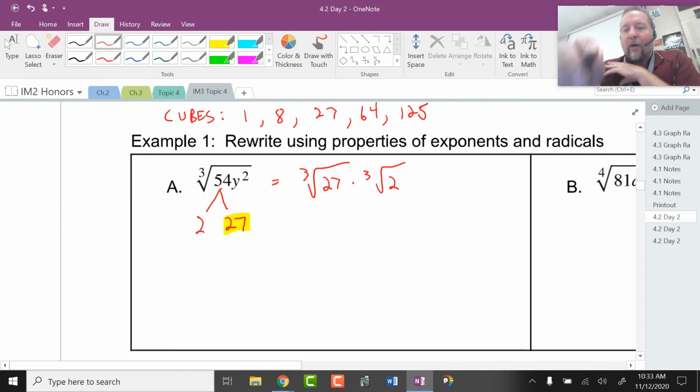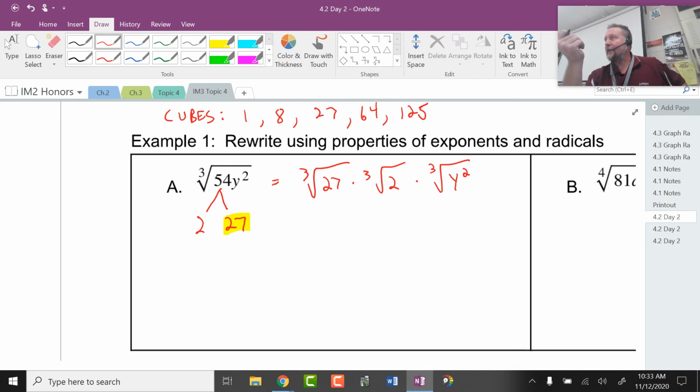Okay. Cube root of 27 times the cube root of 2. All right. What about y squared? Is that good enough? Ethan, yes or no to be broken out? Ooh, no, it can't, because for the cube root, I need something times itself. How many times? 3 times. Y squared is just y times y.